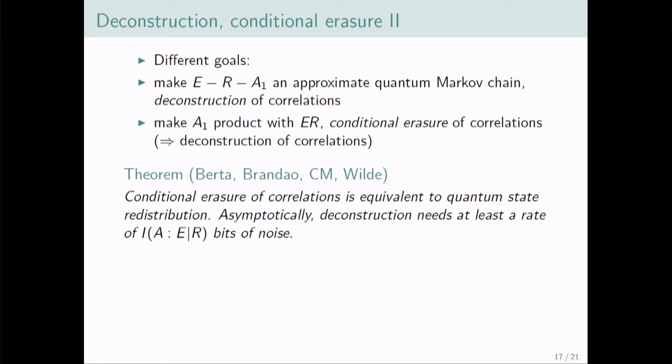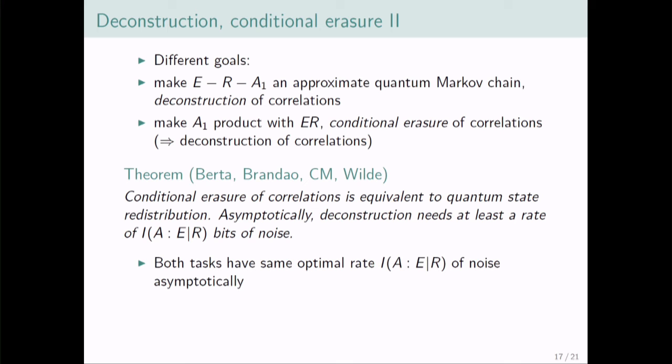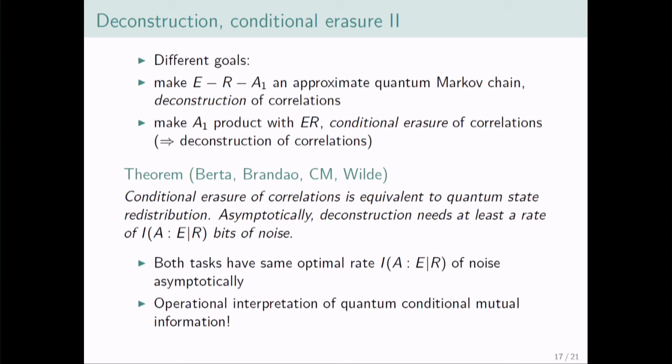Now we were able to characterize this in an asymptotic setting where we show that conditional erasure, the stronger task here, is equivalent to quantum state redistribution, where the communication rate in the quantum state redistribution case translates into noise rate in the conditional erasure case. Also, we have a converse statement for the weaker task, which matches the direct statement for the stronger task. So these two tasks have the same optimal noise rate asymptotically. And we ended up with a new operational interpretation of the quantum conditional mutual information.